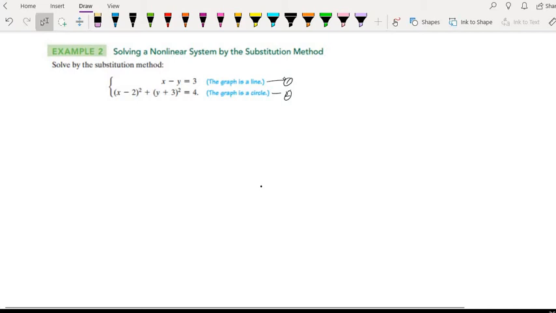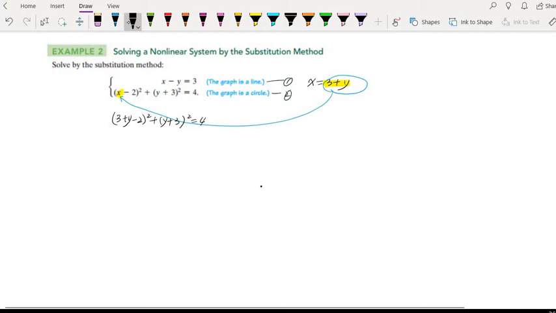I can rewrite the first equation as x equals, with plus y on both sides, 3 plus y. Once we have this, we can replace your x by using this expression. So now we write (3 plus y minus 2) squared plus (y plus 3) squared equals 4. 3 minus 2 is just positive 1, so I can write this as (y plus 1) squared plus (y plus 3) squared equals 4.